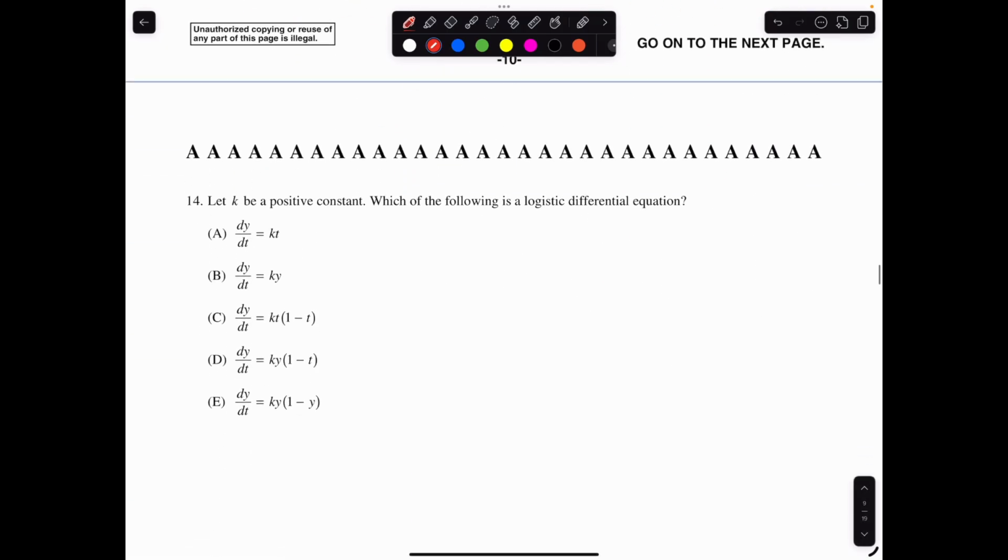Okay. Let k be a positive constant. Which of the following is the logistic differential equation? This one you just have to know. It's the definition of a logistic equation. Your dy/dt is equal to ky times (1 minus y). That's just the general formula for it. You have to know it, and with the logistic differential equation, usually we're dealing with terms of population, and that's going to be in the equation itself.